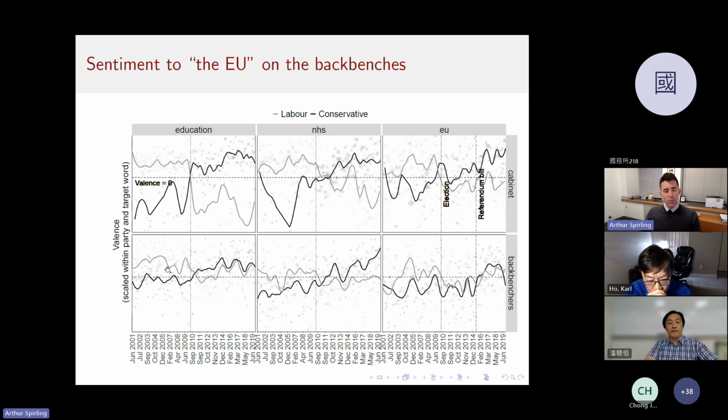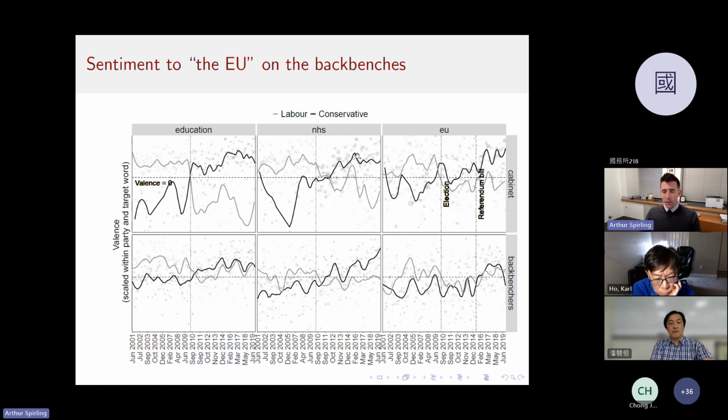Up here, we've got the cabinet, which is to say the ministers in Britain. And up until 2010, we have this dark line, the Conservatives, and they're talking about education, and they're very down on education. You might be thinking, oh, they're anti-education. No, what they're anti is the education policy of Labour. And the second they win power, they become very in favour of education. And again, what they're actually in favour of is their own policy. And Labour does the opposite: they're very in favour of this policy, and then they stop liking it.